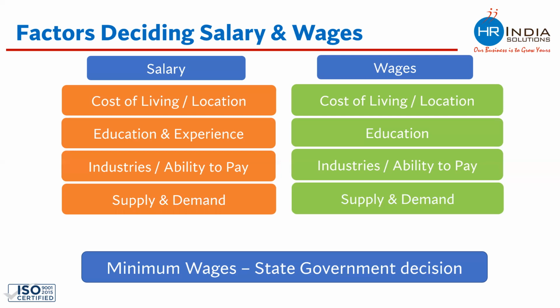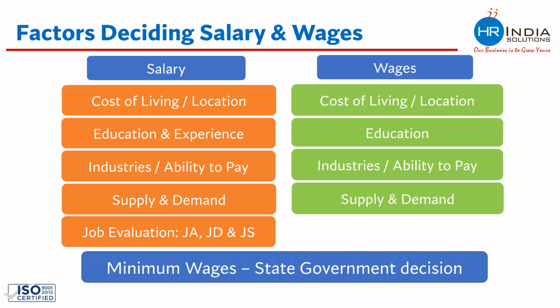The demand and supply of HR professionals are at the same level, even the supply is slightly higher. So supply and demand of any particular kind of manpower or any particular kind of skill set plays an important role. While deciding salary, job evaluation still is one of the most scientific approaches of deciding what salary should be paid. Job evaluation is nothing but job analysis, job description, and job specification.